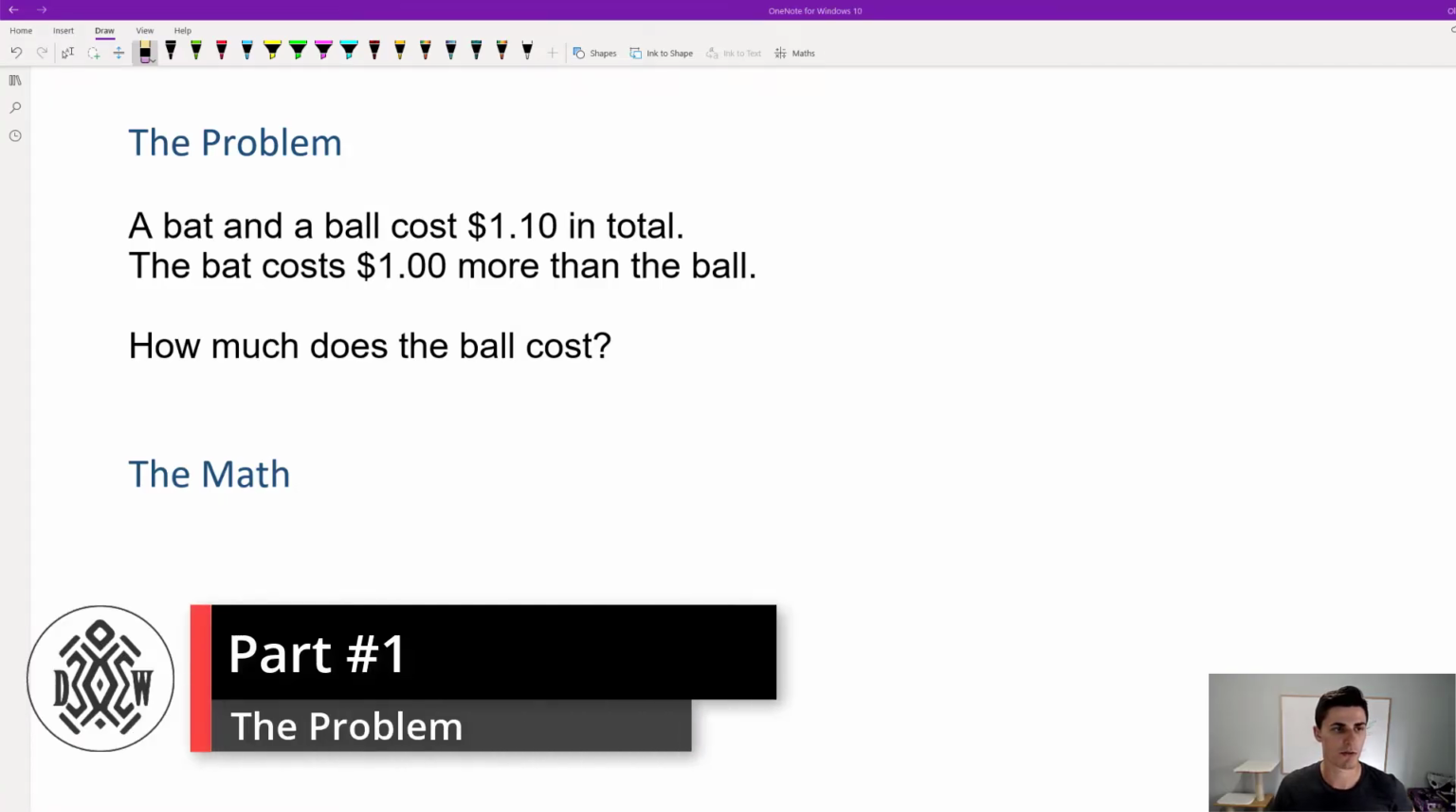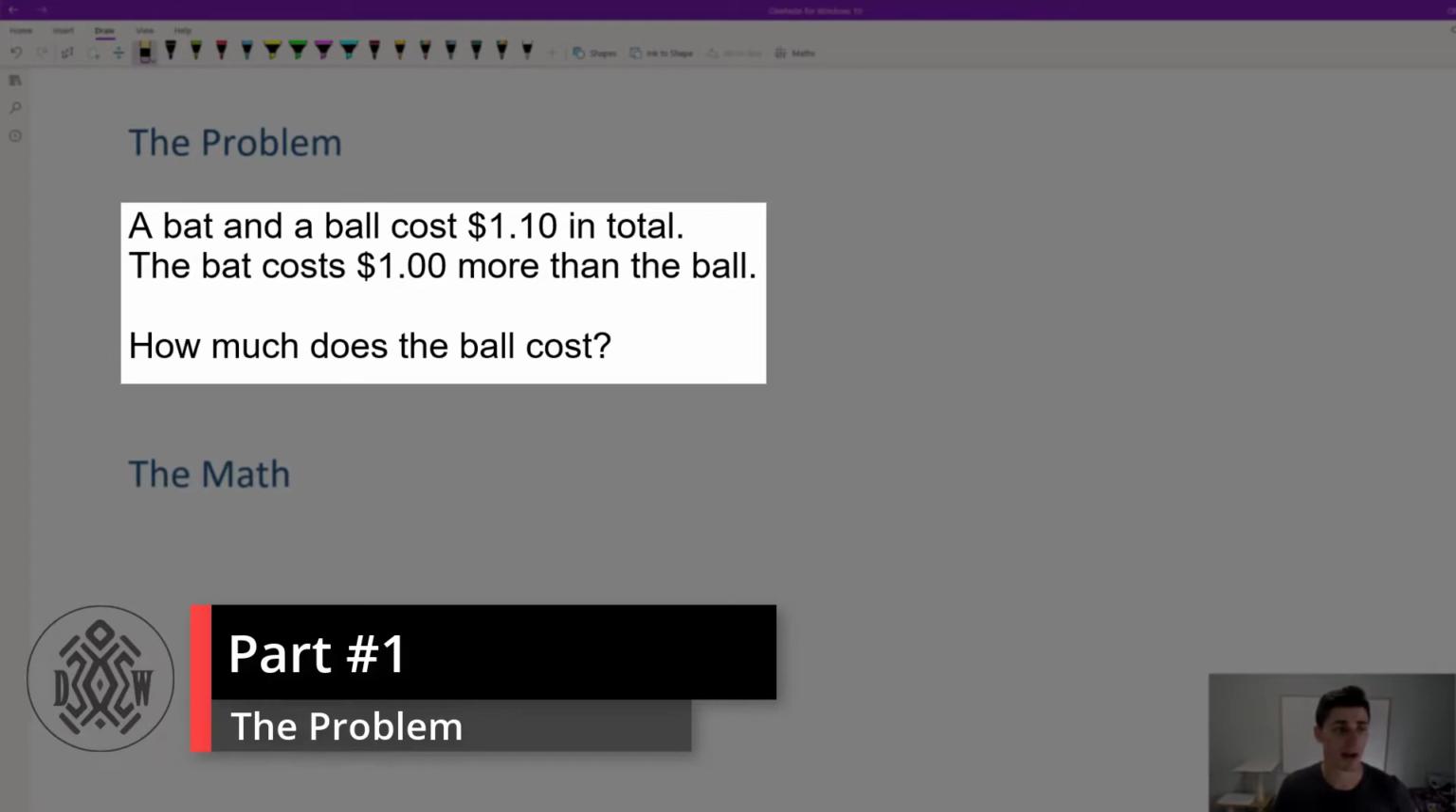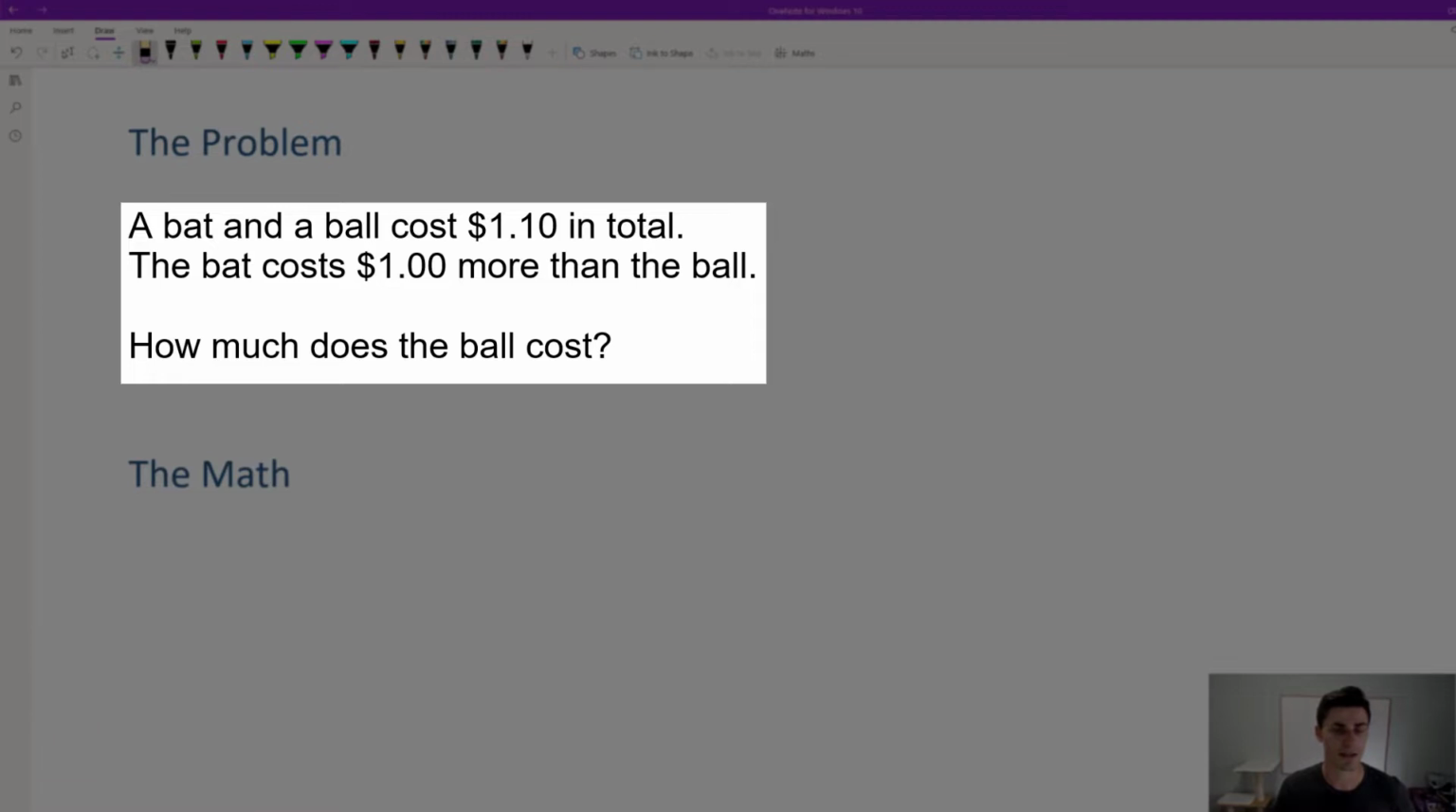Okay, so let's go over the problem together. A bat and a ball cost $1.10 in total. The bat costs $1 more than the ball. The question is, how much does the ball cost? So just pause the video here and try to answer this problem. It shouldn't take you more than 10 seconds.